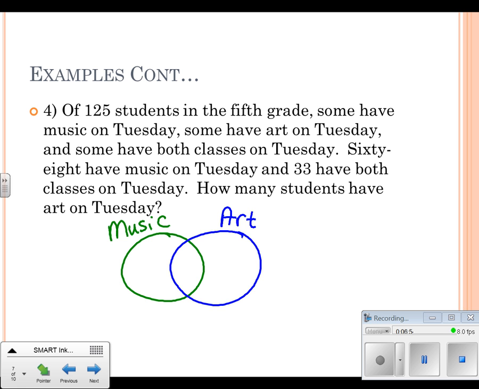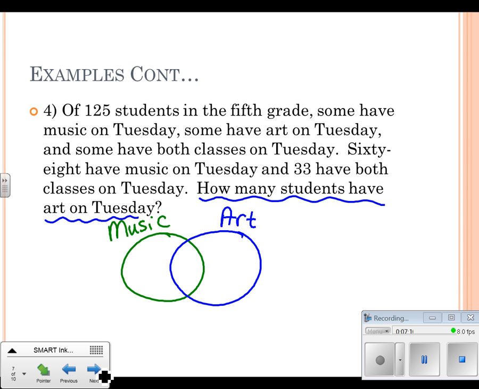Now it tells us we want to know how many students have art. We want to know the blue circle. What is going to be in the blue circle? So this is what we're looking for. What is in the blue circle?